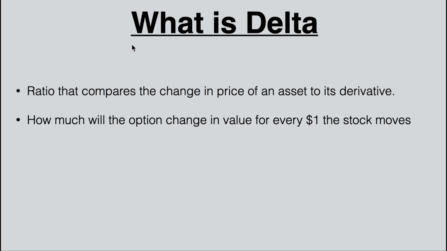So what is delta? The exact financial definition of delta is a ratio that compares the change in price of an asset to its derivative. But in basic English and terms that you will understand much easier, it basically just means how much the option price is going to change in value for every $1 that the stock moves. So every day the stock is moving up and down, and so you want to be able to track how much an option price is going to change in comparison to the stock that it's deriving from.